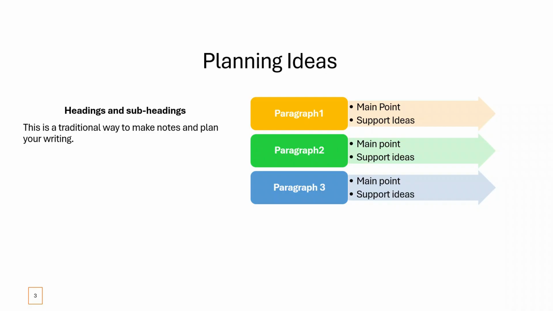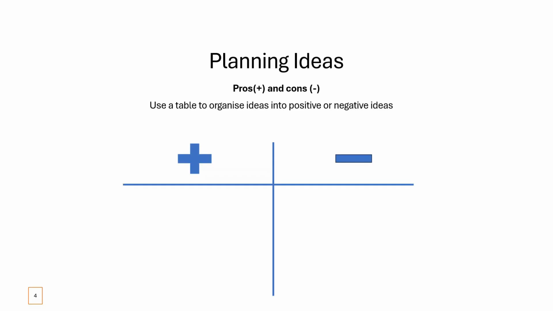We can also use a method which includes pros, plus ideas, and cons, which are negative ideas. And to do this, we can use a table and put our positive ideas on one side and negative ideas on the other. And we could see something like this. You can just draw a little table and put your positive ideas on one side and negative ideas on the other. And this can help you when you start to write.